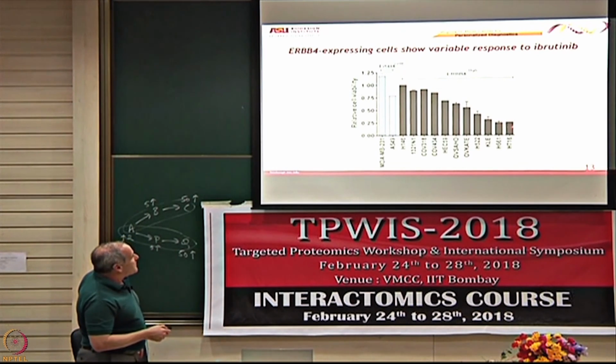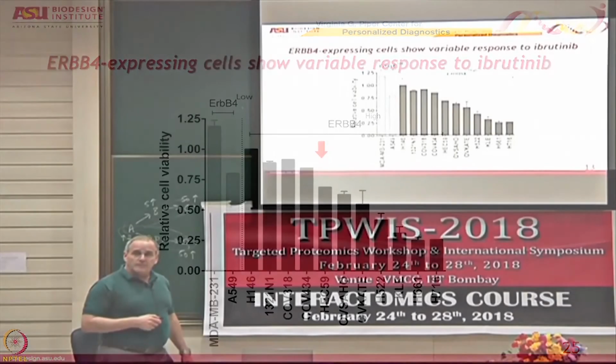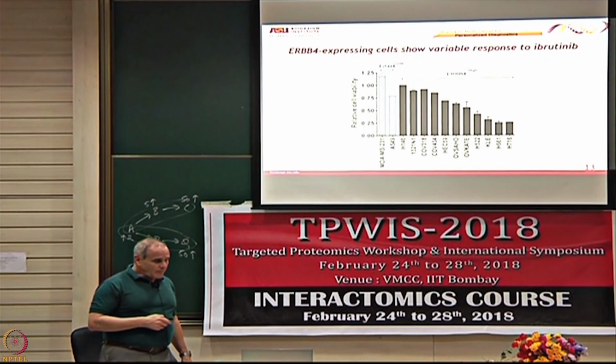And so you could see that some of these cell lines out here were significantly inhibited by Ibrutinib, and these guys not so much. So these guys look like they're resistant to drug. These guys look like they're sensitive to drug. You still with me? Okay.